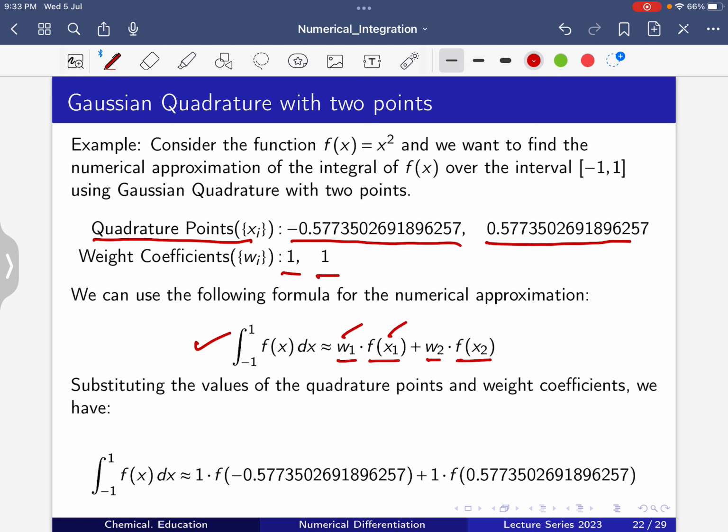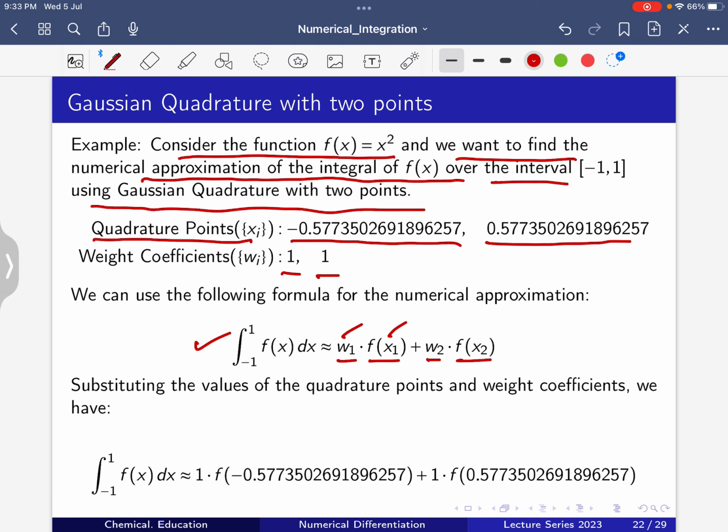The example is: consider the function f(x) equal to x square. We want to find the numerical approximation of the integral of f(x) over the interval -1 to 1. The interval -1 to 1 is already given, so we don't need to change it, and we can directly use the Gauss quadrature method: w1 f(x1) plus w2 f(x2). Here w1 is 1, f of x1 is with x1 equal to minus 0.577, and f of x2 is with x2 equal to 0.577. Now f(x) is actually x square, and we have to calculate the value.